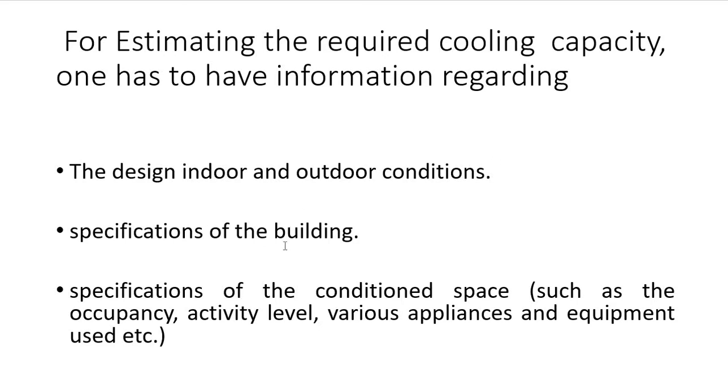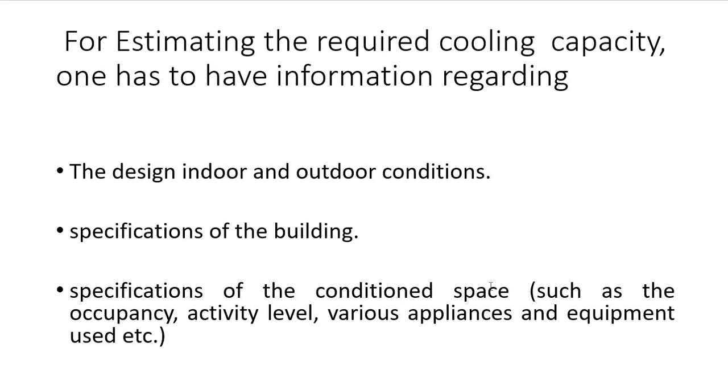Next one is the specifications of the building. The specifications of the building affect a lot in calculating the cooling capacity. Sometimes the building will be exposed to sunlight. There may be 2 or 3 walls directly exposed to sunlight. In some cases there will be windows, so sunlight will come through the window glasses. So the type of surface, type of building, and exposed area to the sunlight, all these factors affect the required cooling capacity. So the specifications of the building is an important part.